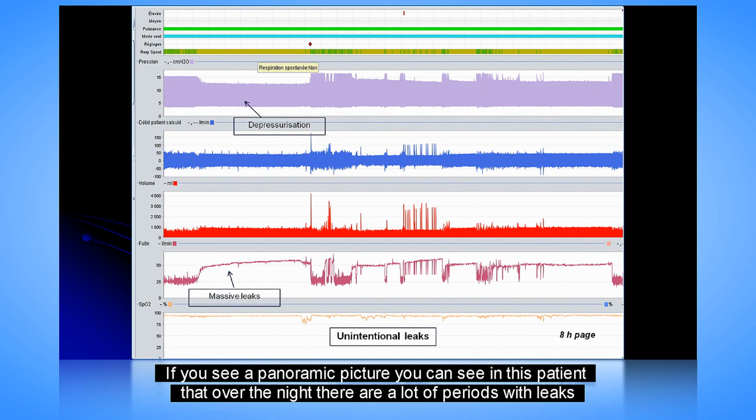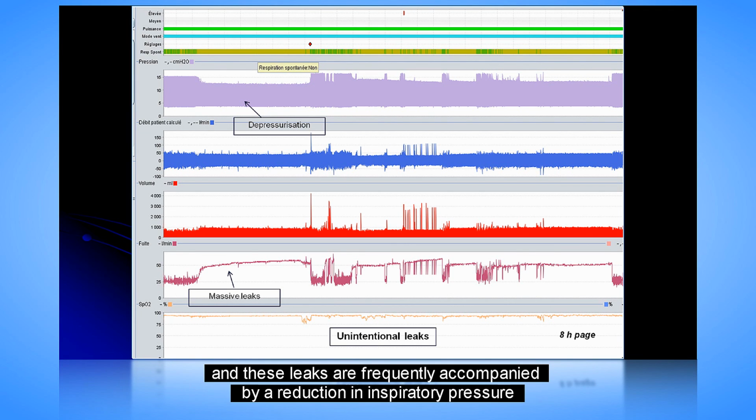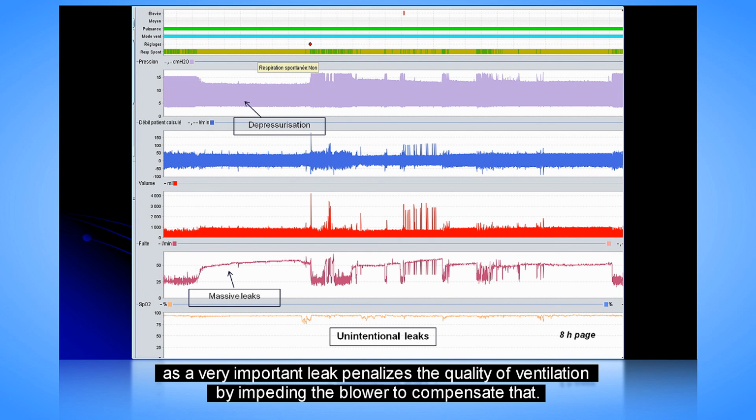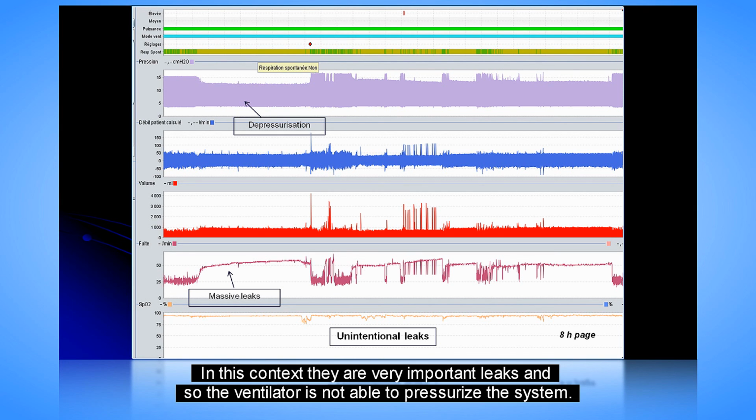If you see a panoramic picture, you can see in this patient that over the night there are a lot of periods with leaks, and these leaks are frequently accompanied by a reduction in inspiratory pressure, as a very important leak penalizes the quality of ventilation by impeding the blower from compensating for them. In this context, there are very important leaks, and so the ventilator is not able to pressurize the system.